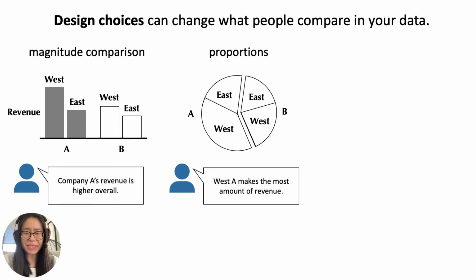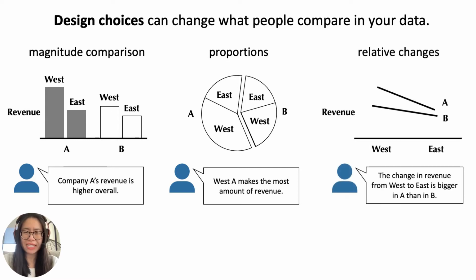When I show you the same data using a pie chart, you begin to think about proportions. You notice that A West is the largest slice of pie. When looking at the same data now via a line chart, you think about trends and relative changes, noticing that the change in revenue from west to east is bigger in A than B.